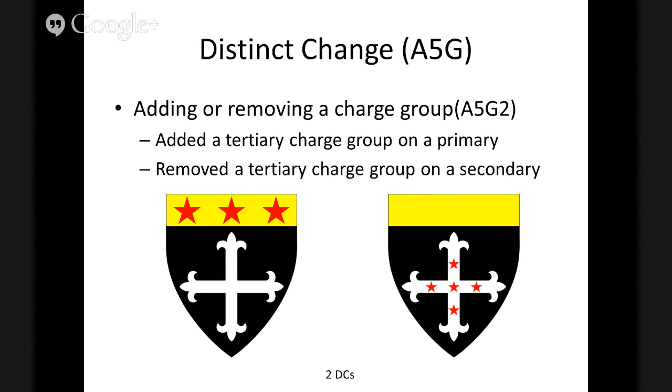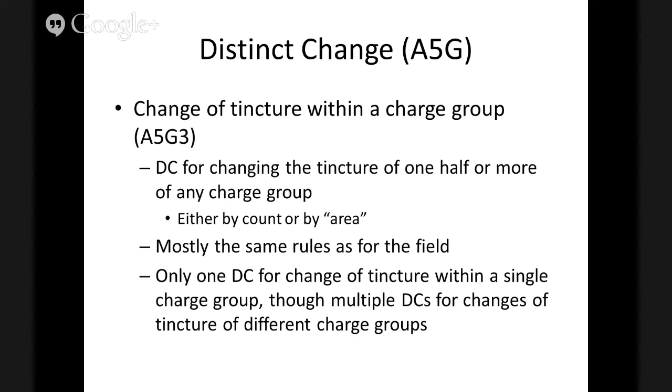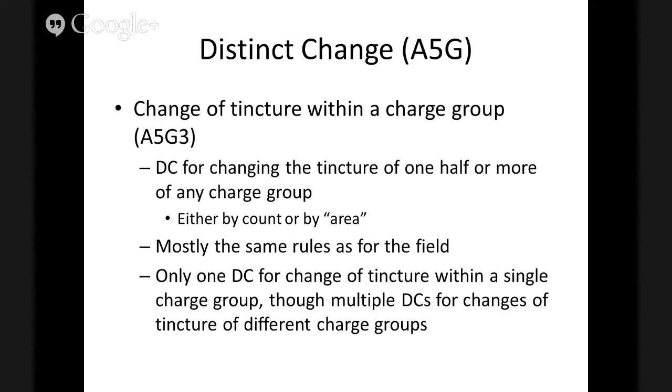Make sense? Okay. So, next way to get a DC: change of tincture within a charge group. You get a DC if you change half or more of the charge group. And when we say half, it could be by area or it could be by number. We'll see both examples. Pretty much the same rules as the field. Changing the tincture, changing the division line, changing from a simple to a complex line. Basically the same exact rules as for the field, only for a charge group.